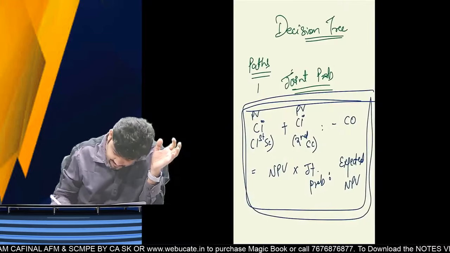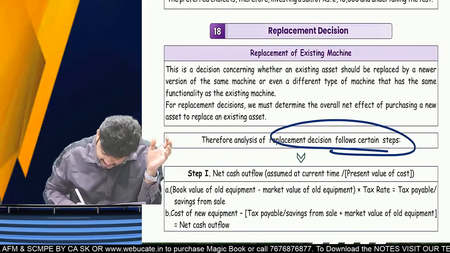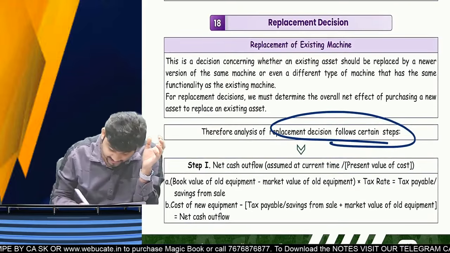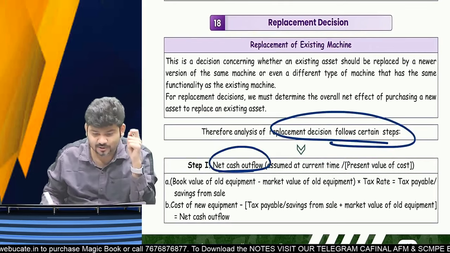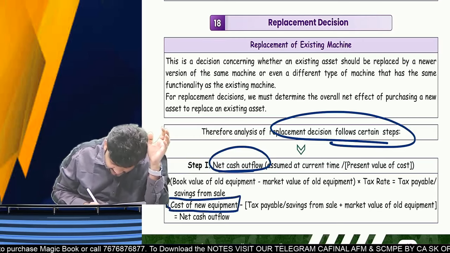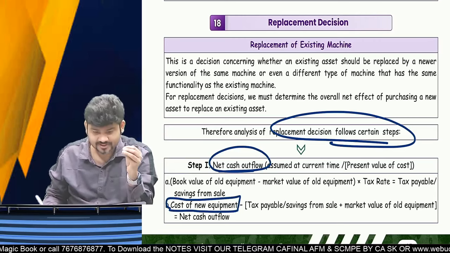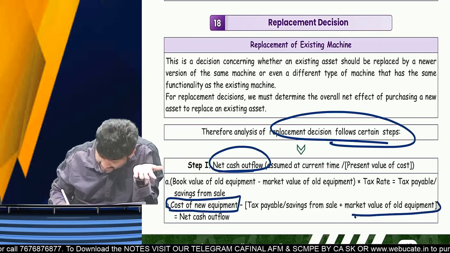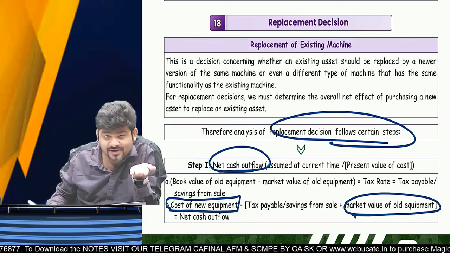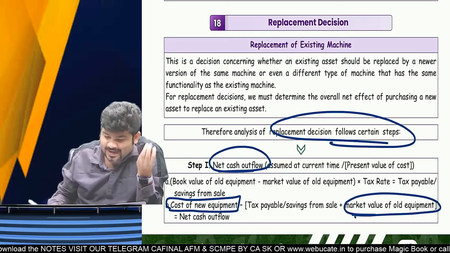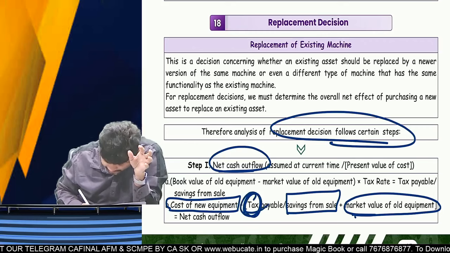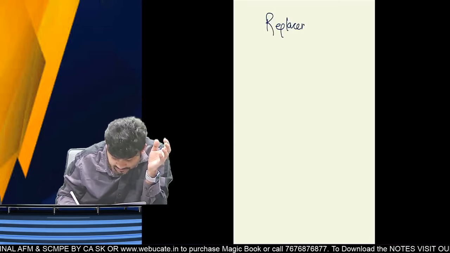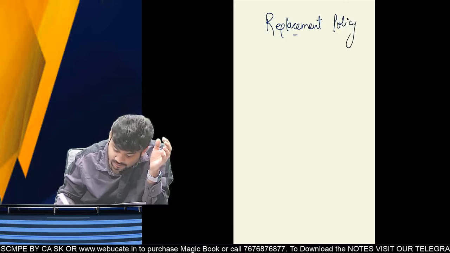So here, your replacement decision is as follows. Step one, net cash outflow. The net cash outflow is basically the cost of new equipment, minus the market value of old equipment, which is the scrap value that we are going to get, and any tax payable or savings from sale. So in one of the questions, we have that. We have to now discuss the replacement policy.